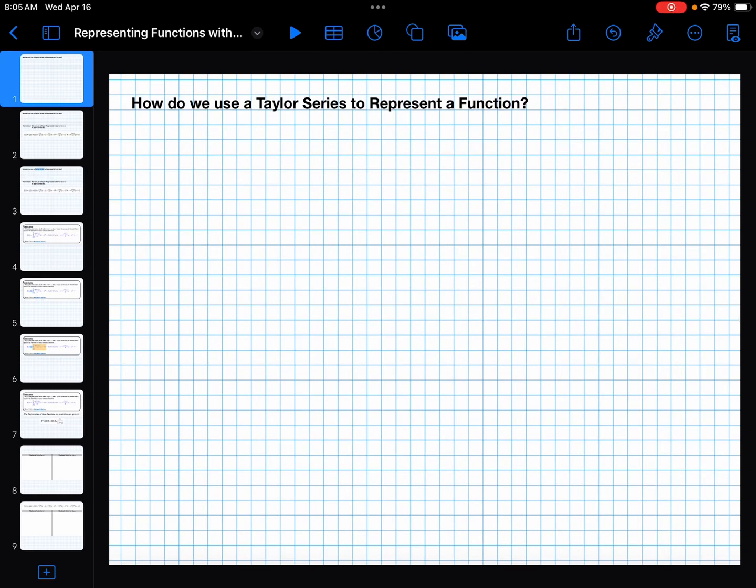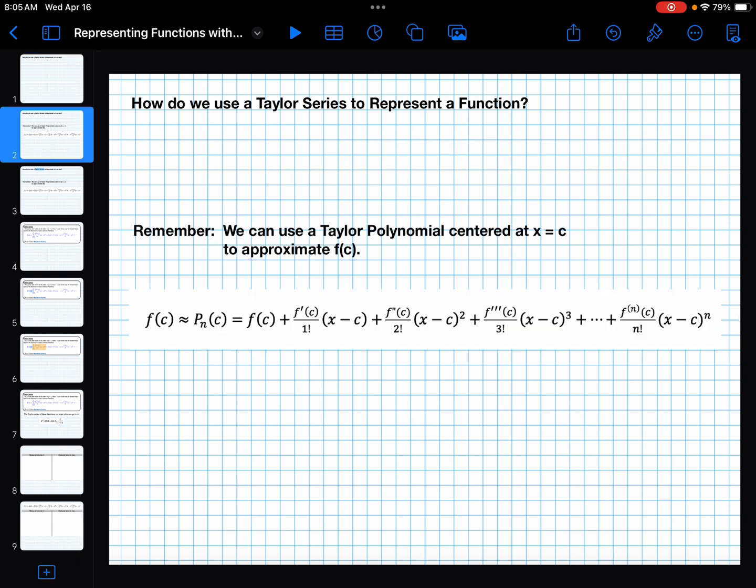Hello students, we're going to look at how to use a Taylor series to represent a function. So far, we've been using a Taylor polynomial or Maclaurin polynomial to approximate values of a function at a particular x value. But it stands to reason that if you increase the number of terms in your polynomial, you're going to get a better approximation.